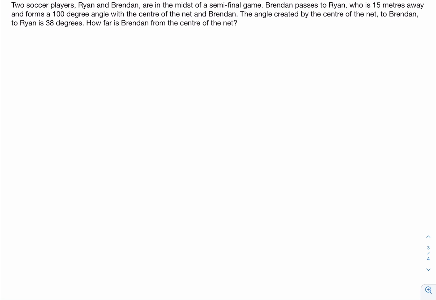Okay, so like always, let's draw a picture. So we'll say, actually I'll draw it a little better. We'll say that this is the net right here. Right, this is the net. So we'll say this is the center of the net. I'll call it C for center. Okay, so Brendan passes to Ryan, who's 50 meters away. The angle created.